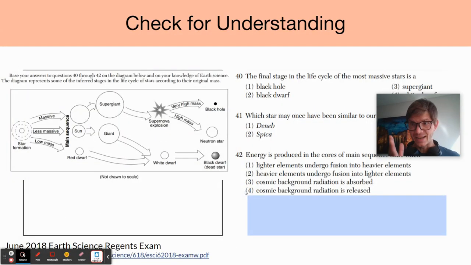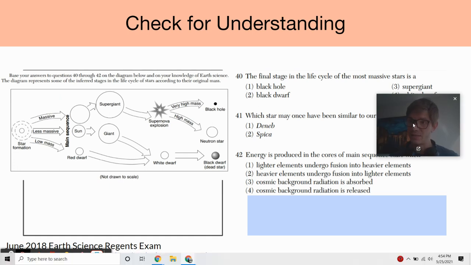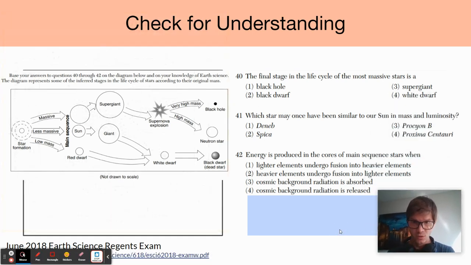We'll take a look at that diagram a little bit more actually in this series of questions, and more so tomorrow. But here's another Regents Exam question. Again, similar flowchart, similar kind of algorithmic setup. It's going to bring us from one phase to the next, and based on certain factors, it's going to change the path that that star is going to follow.